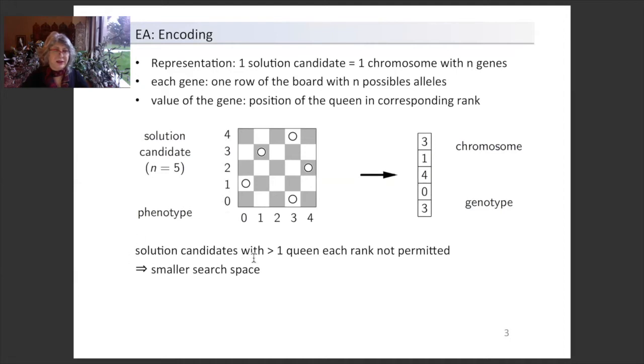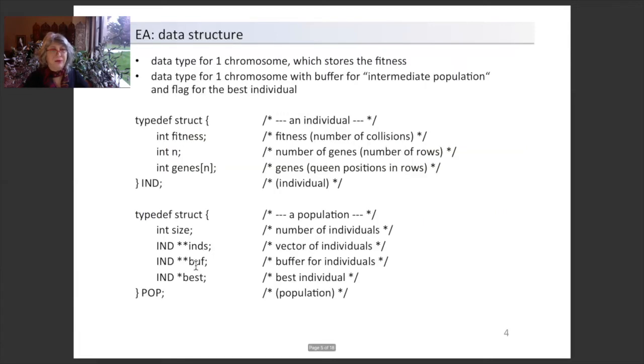Solution candidates with more than one queen in each rank are not permitted by this representation, because we can write only one value here. This gives a smaller search space that we talked about previously.